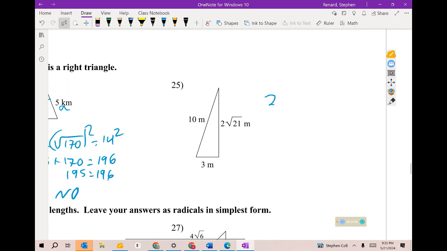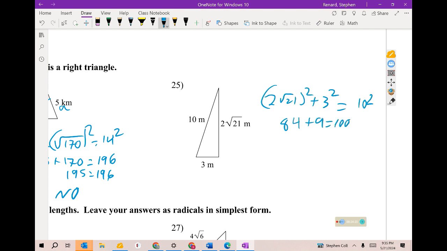Here, we're going to have 2 radical 21 squared plus 3 squared equals 10 squared. This is going to be 84 plus 9 equals 100. So that's going to give us 93 equals 100. So again, no.